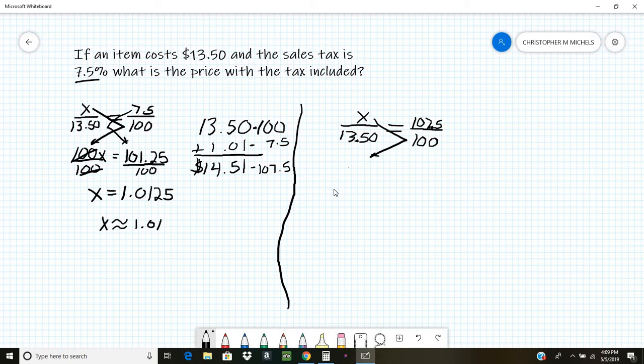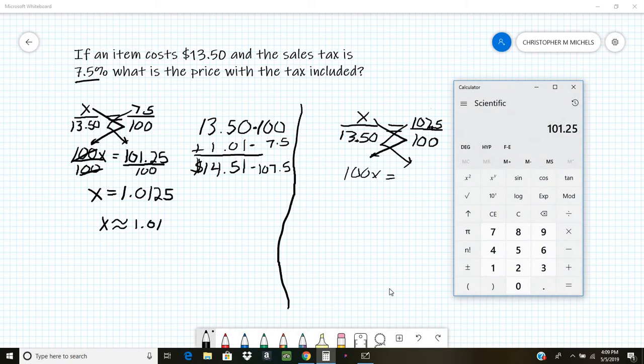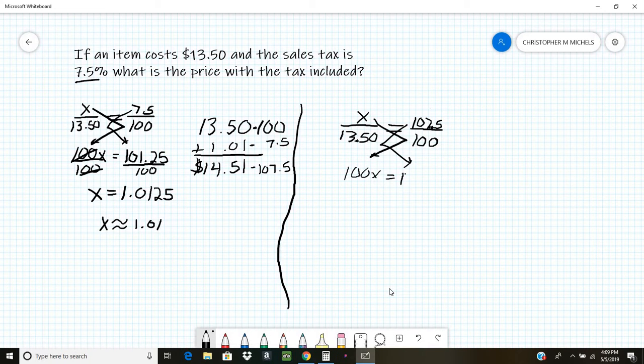So we do 100 times x, that gives me 100x. 107.5 times 13.50. Let's see, let me pull my calculator up here. 107.5 times 13.50. So that gives me 1451.25. Let's write that in here.